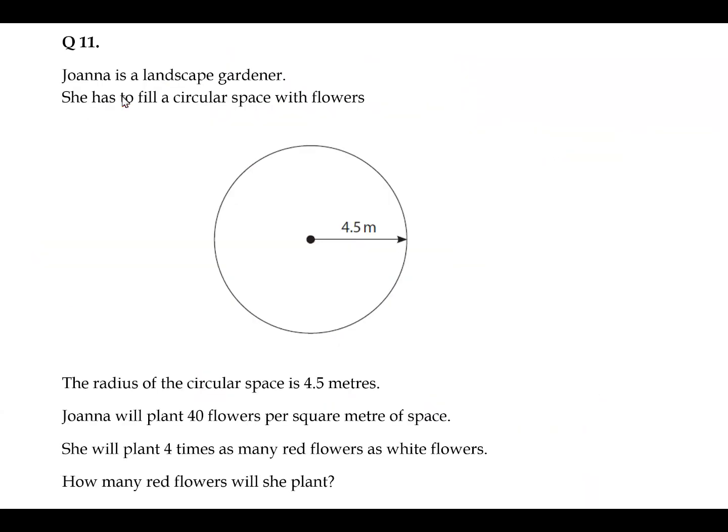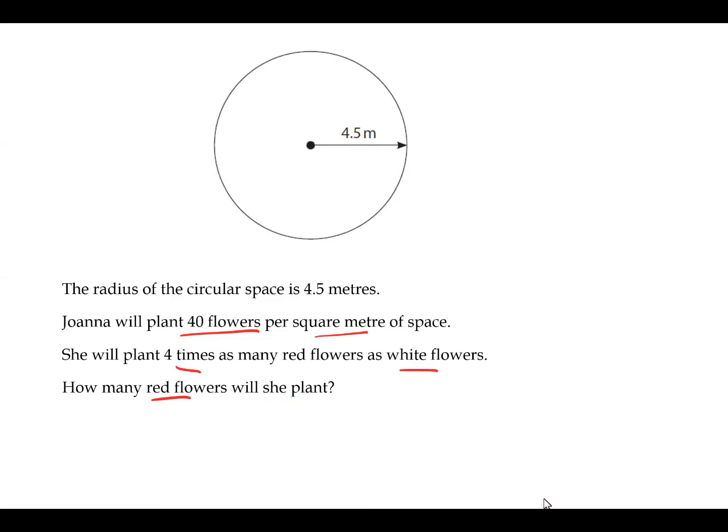Question 11. Joanna is a landscape gardener. She has to fill a circular space with flowers. So here's our circular space. The radius is 4.5 meters. Joanna will put 40 flowers per square meter. She will plant 4 times as many red flowers as white flowers. And then how many red flowers will she plant? So let's work this out then.